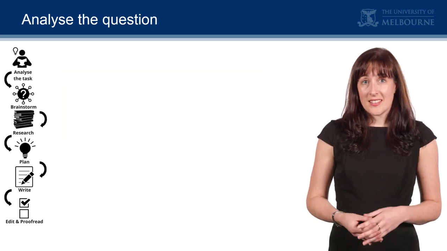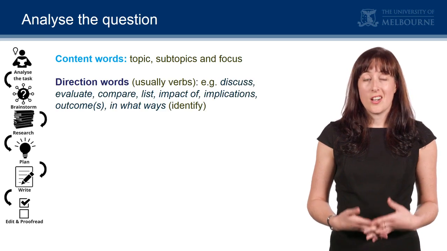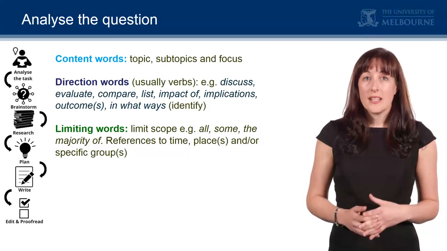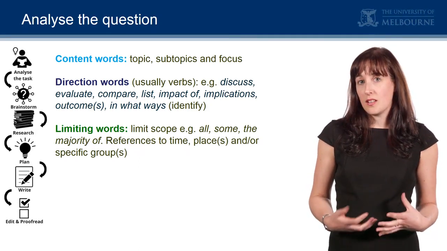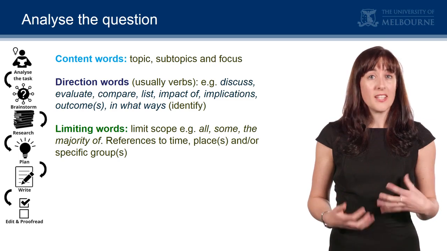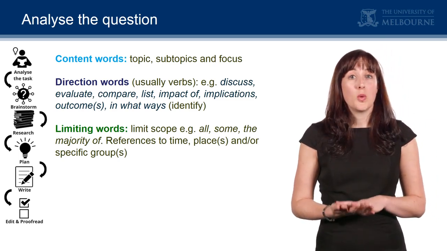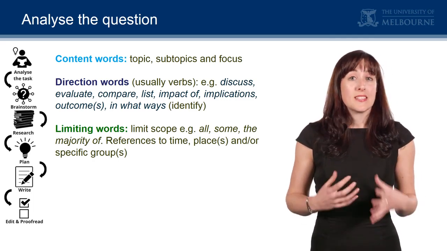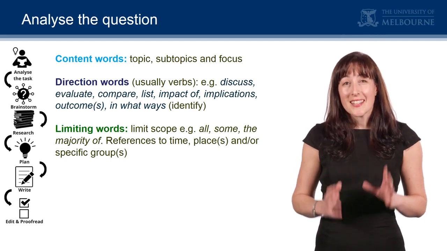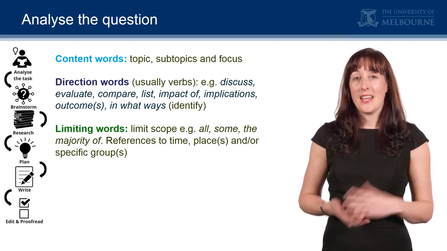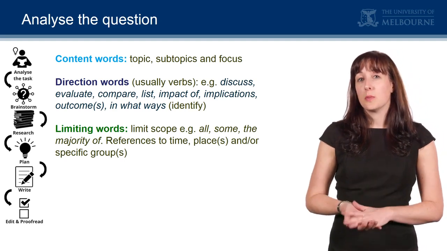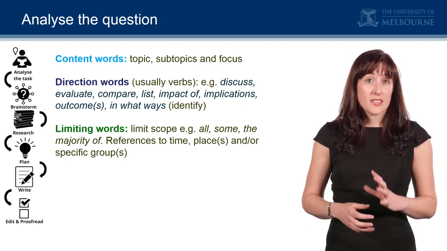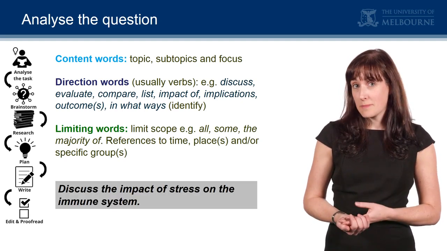Once you've analysed the task, you need to look at the question to identify any content, direction, and limiting words. Content words deal with topics or subtopics and identify the subject material you should focus on. Direction words are usually verbs that tell you what you have to do. For example, discuss or compare. Each of these words has a different focus, so make sure you understand exactly what each requires you to do. Limiting words limit the scope of the topic to a particular area. For example, all, some, the majority of, or references to time, place, and/or specific groups.